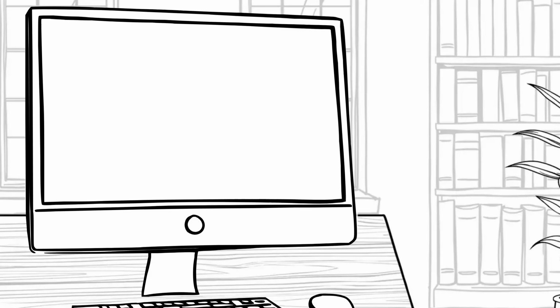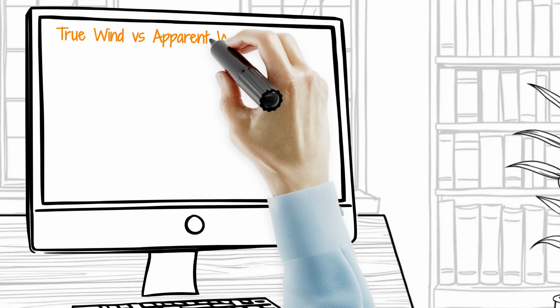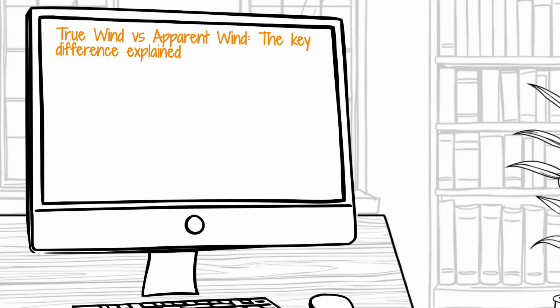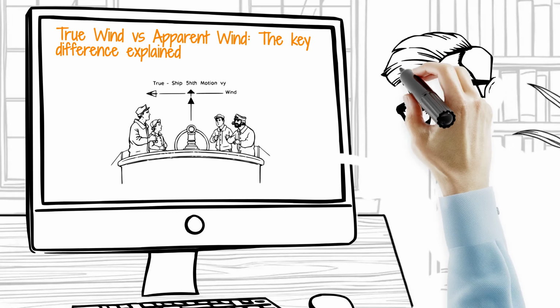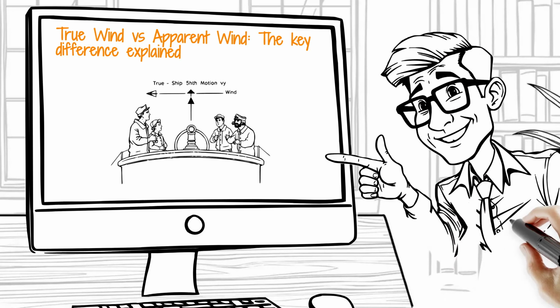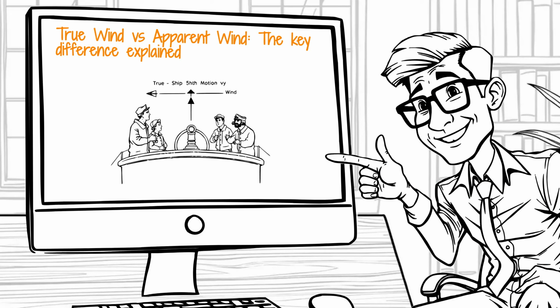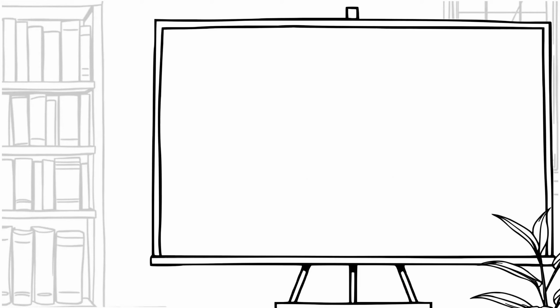Remember, the apparent wind is the wind measured by the ship's instruments, resulting from the combination of the actual atmospheric wind, the true wind, and the wind created by the ship's own motion. This combination is a classic vector addition problem. To find the true wind, we must perform the reverse operation, vector subtraction.